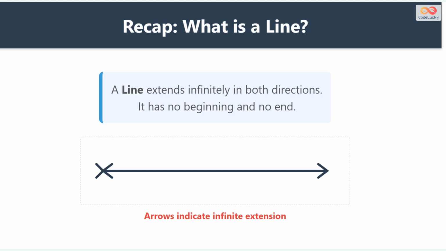Before we dive into segments, let's quickly recall what a line is. In geometry, a line is straight and extends infinitely in both directions. It has no beginning and no end, which is why we draw arrows at both tips to show it goes on forever.